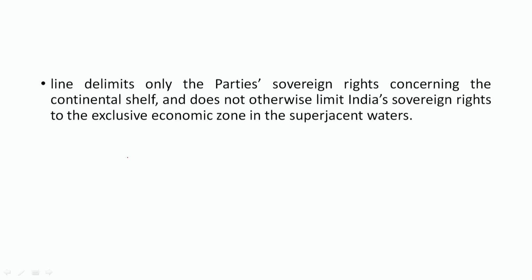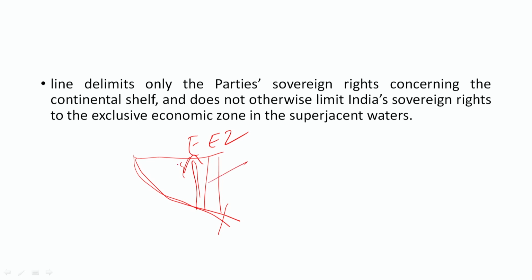So like if this is the continental shelf area and these are the superjacent waters, India does have the sovereign right over the use of the exclusive economic zone, that is EEZ. But with regard to this continental shelf area, here this is like India's exclusive right all across this water. That means whatever is available here, India does have an exclusive claim.